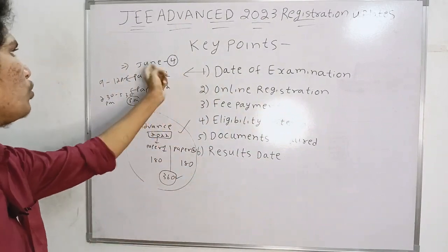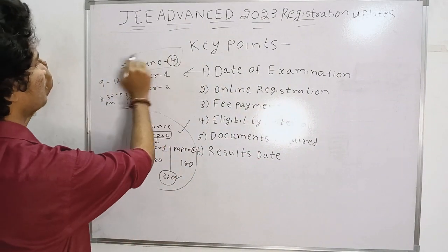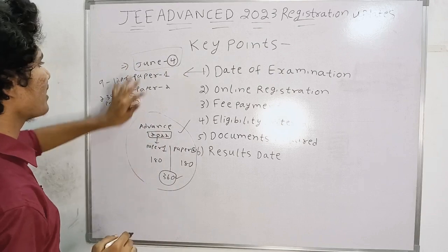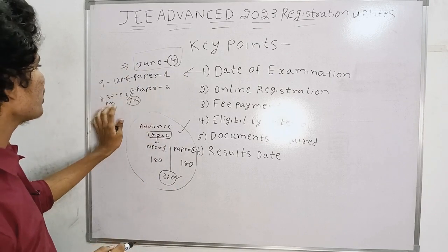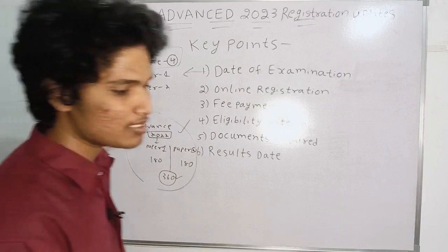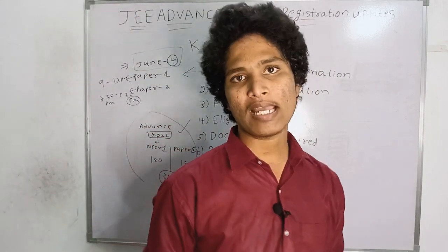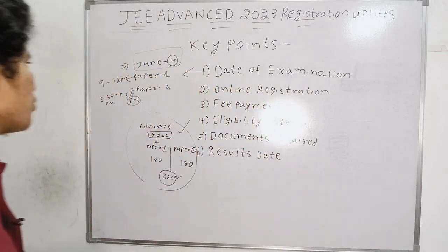The date will be June 4th. Remember, guys, June 4th is the date of the examination, and it is for 2 papers. Paper 1 is 9 to 12 and paper 2 is 2:30 to 5:30. I am repeating these things because it is very important. You guys will forget these things, so it is important to repeat them.